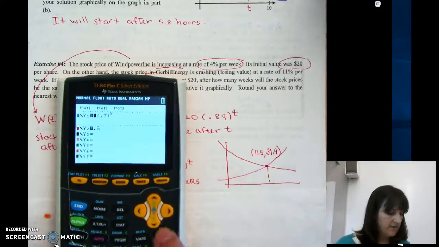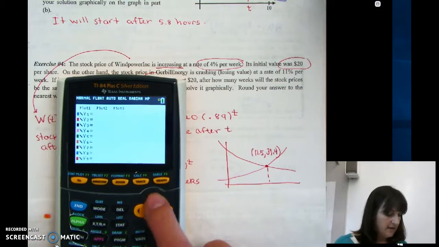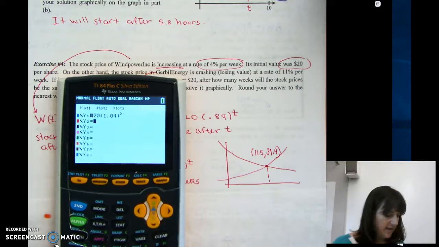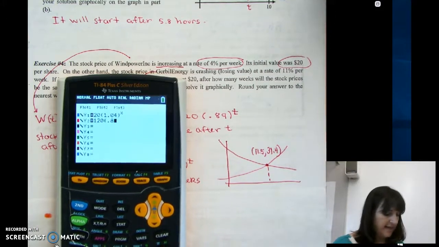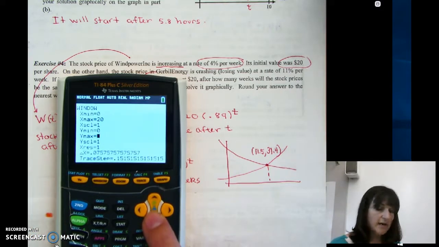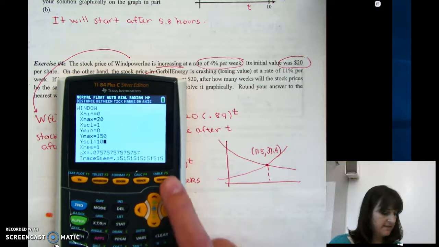So we need to change our equations, so let's clear these out. And we had 20 times 1.04, 4% growth, to the x. And then we had 120, and it was 0.89 because it was an 11% decay rate, to the x. And you know, I think maybe let's try going to 20. I can't settle on my y max being 4 because I know my initial amount of the second stock was 120. So we'll do 150. Count my tens.